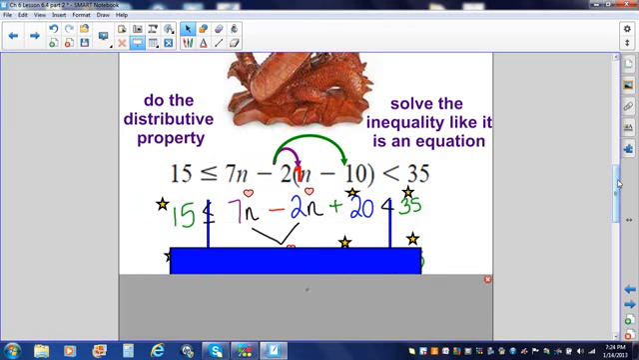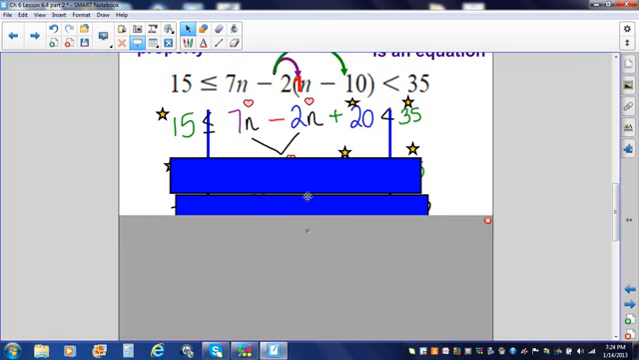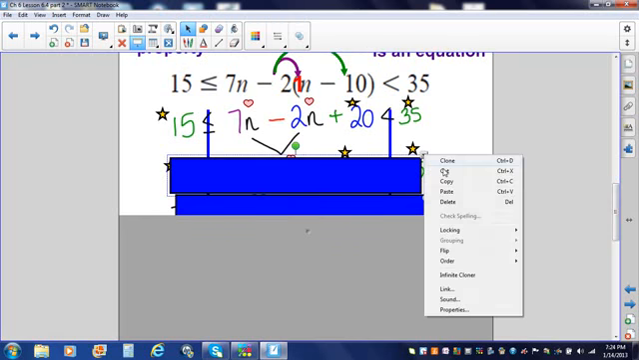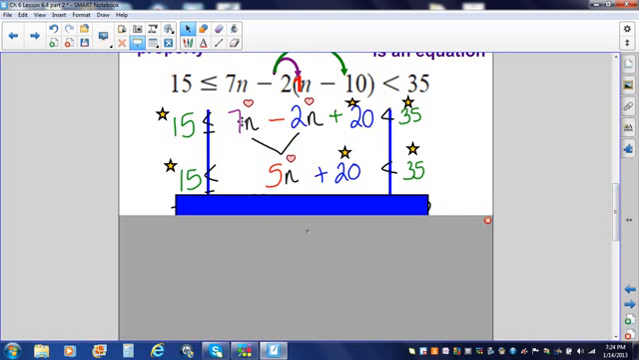Alrighty, here we go. Now we're going to do hearts and stars. We're going to combine like terms. So the first thing I'm going to do is combine 7n minus 2n. They are both inside my lines, so I'm just going to straight up do 7n minus 2n. I'm not doing the inverse here because I'm not going across the lines. Since I'm not going across the lines, I'm just going to do 7n minus 2n, which gives me 5n.